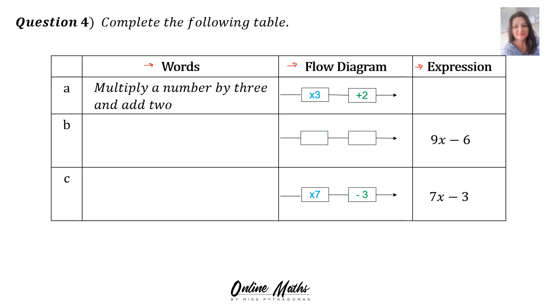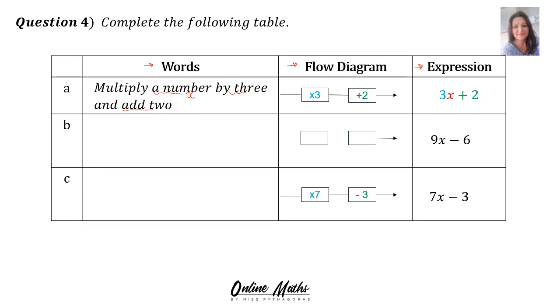Now we have to write a mathematical algebraic expression. Now let's go to the words. It says multiply a number. Now a number is x. And what do we have to do with x? We have to multiply it by 3. That results in 3x. And add 2. Add 2 means plus 2.